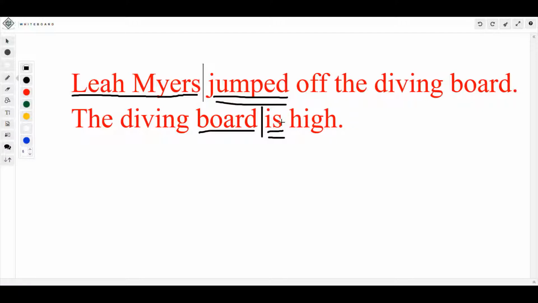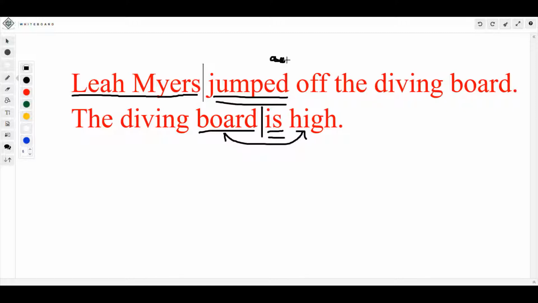That's what we call a linking verb because it links board to high. It links it together, you know, like a chain. You've ever seen a chain? And it has all the links, you know, like a chain has all these links like this.